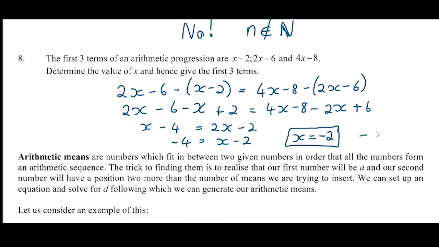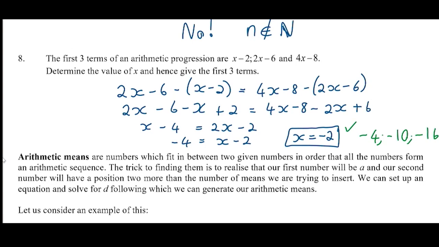I would be tempted just to put that value for x into these terms, and indeed when we do, we see we get minus 4 from the first term, we get minus 10 from the next term, and minus 16 from the third term. And those indeed are in arithmetic progression. We are adding negative 6 each time, so this is definitely correct.